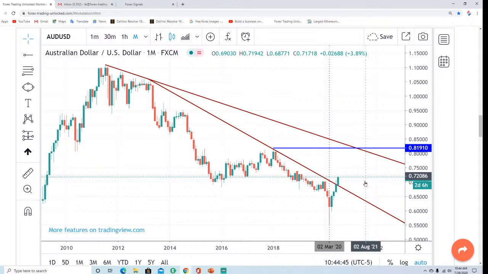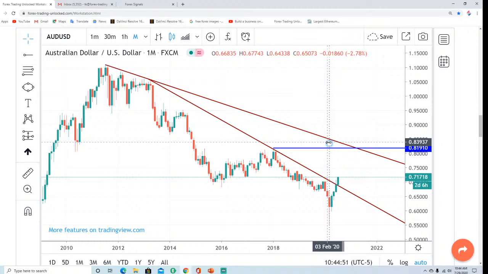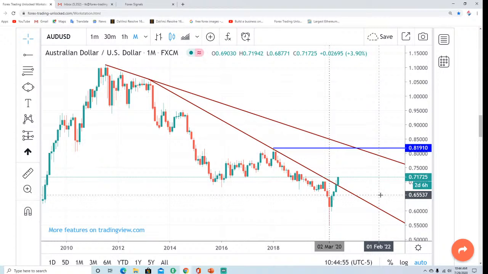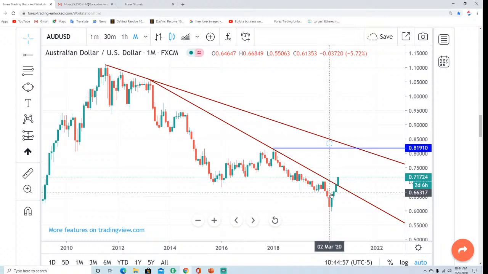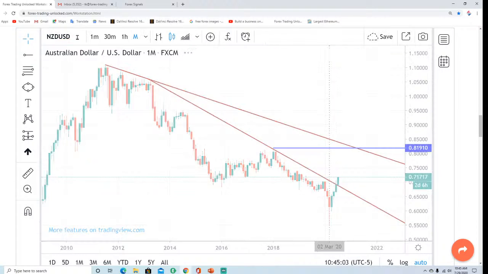Only a rally above there, which would also put you in a point to take out this downward sloping resistance line, would confirm a really big bullish base down here, and strength for Australia versus the dollar. So we'll see how things pan out. Right now it still is a bull.